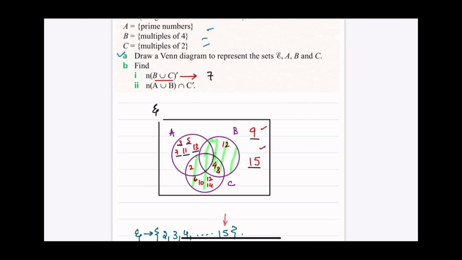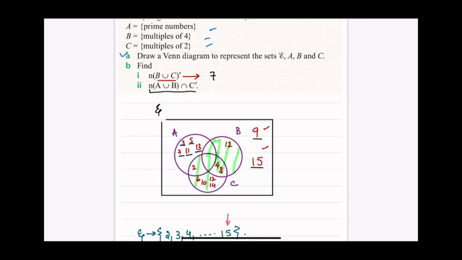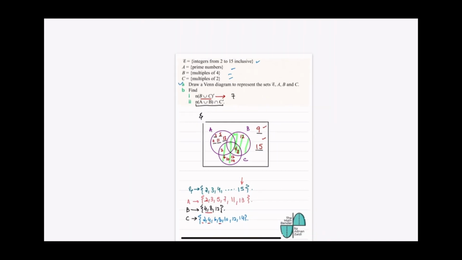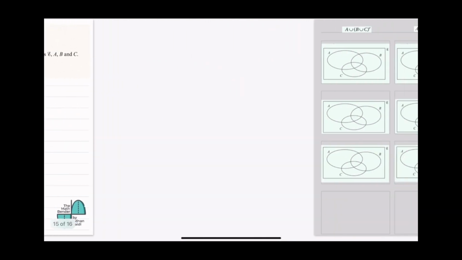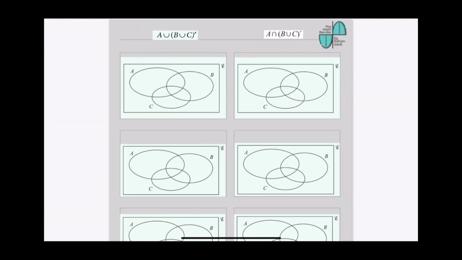Now, this question I'll discuss in my next page. Let's see how we shade these. B union C complement. First step, highlight what is B union C complement.